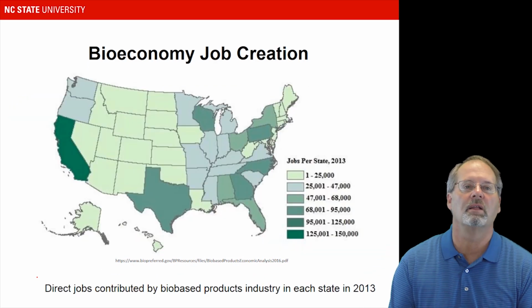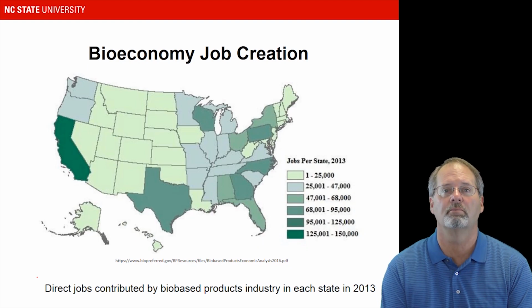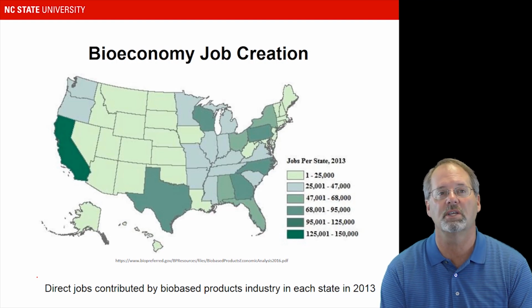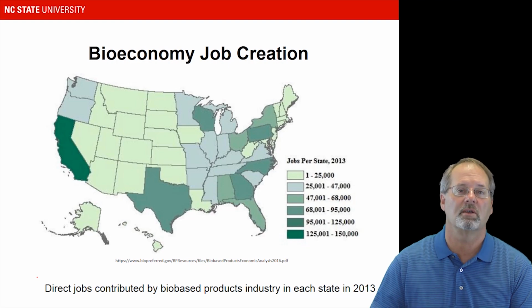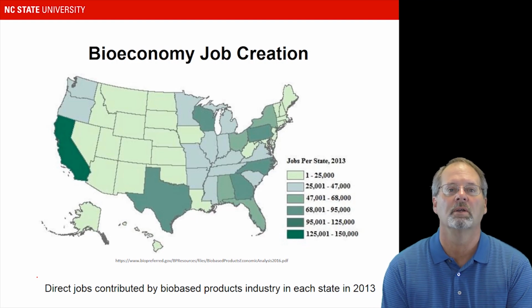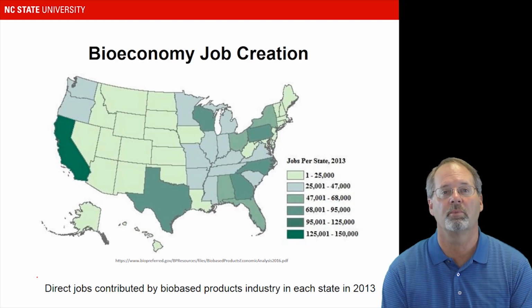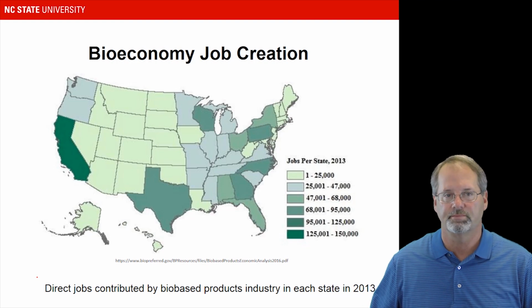What this graph shows is that the darker areas have more bioeconomy jobs, and you can see that those are actually in many of the rural areas that we looked at when we looked at the population map earlier. And they're spread out pretty well, so that's important because we want to manage all kinds of rural areas, not just certain ones.